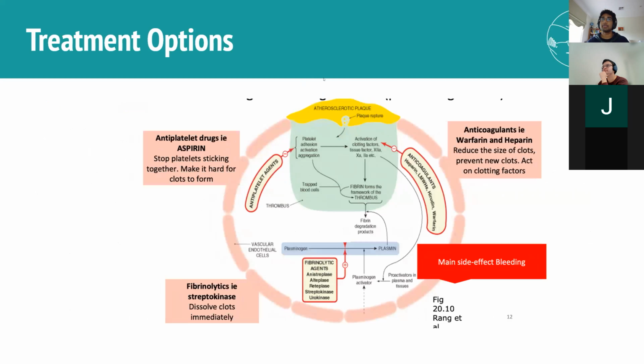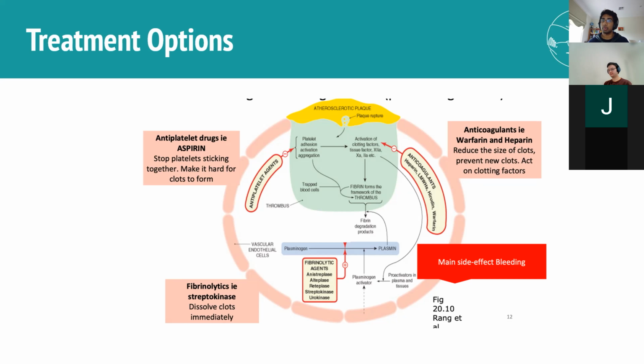But yeah, this is the summary diagram from faculty about it. And it does a pretty good job of summing up everything. So you'll see again, antiplatelet and anticoagulant drugs, they both target the formation of the clot itself. So they are inhibiting that pathway, whereas fibrinolytics are boosting or overclocking the body's natural breakdown pathway.